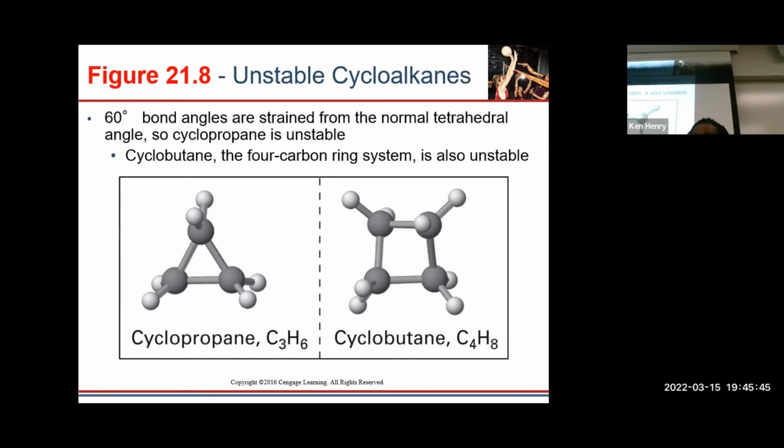These guys are at 60. Like, hell no, that's not going to work. You're too close to me, right? So in this case, this guy is going to be way too close to this guy. They're not going to like it, okay? And it's the same thing here where it's 90, right? Too close. So they need to be at least 109.5 away from each other to be happy, okay? So these guys are not going to be stable molecules. They're going to exist, but they're going to want to react almost immediately.